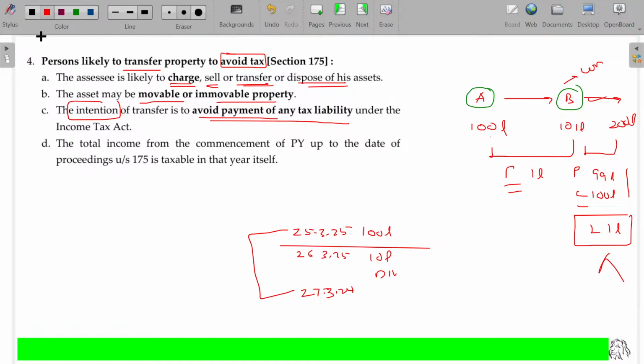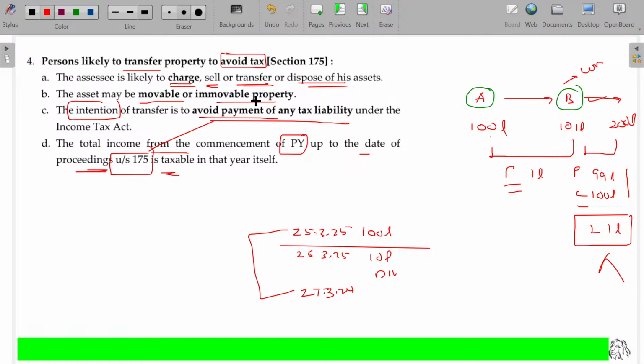So that happens here. The total income from the commencement of the previous year up to the date of proceedings under section 175 is taxable in that year itself. So the assessing officer will take action under section 175 and tax will be leviable in the same person's name. So sell, transfer, dispose of any asset. The asset may be movable or immovable. Why do I transfer? To avoid the tax liability. If I keep it 1 day extra, I may get the extra income.